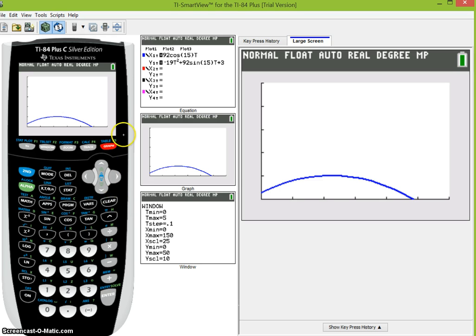So you can still see my window and what I typed into the calculator. Notice where I'm ending my parentheses.